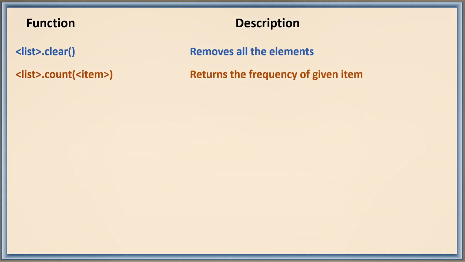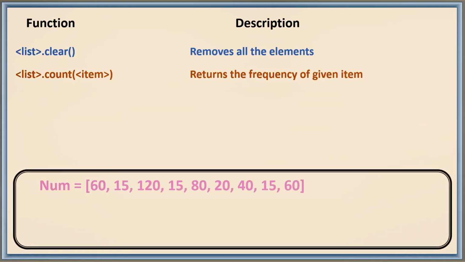List.count(item) is a method which will give you the frequency of an item. That means if any element is repeated in the list, it will count the number of times. If it is not repeated, absolutely it will be 1.